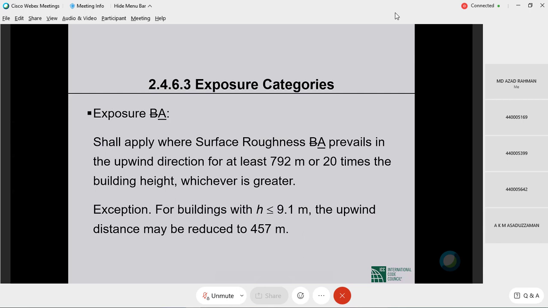Exposure A shall apply where surface roughness A prevails in the upwind direction, always upwind, for at least 792 meters or 20 times the building height, whichever is greater. Okay, so I don't know that any explanation will make it any better. So exposure A shall apply where surface roughness A prevails in the upwind direction for at least 792 meters or 20 times the building height. There is an exception to that for buildings with mean roof height not exceeding 9.1 meters. The upwind distance may be reduced from 792 meters to 457 meters.